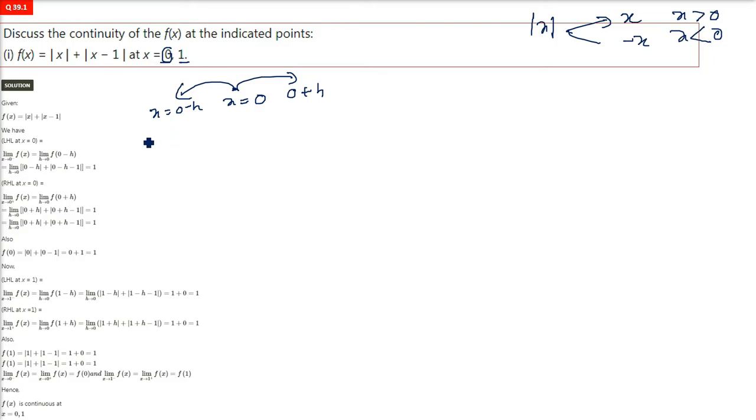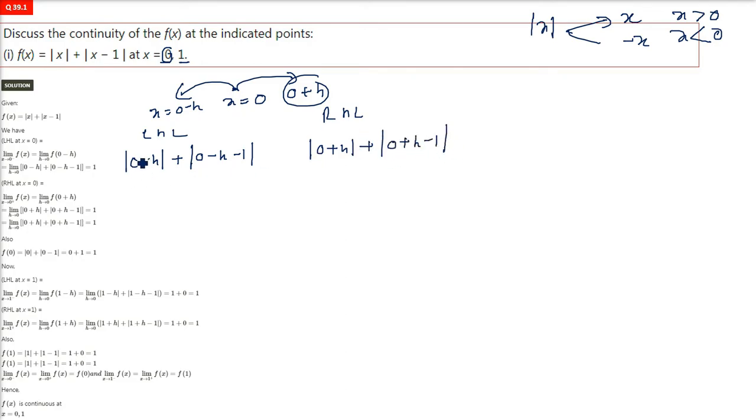Just put this LHL and RHL. In place of x, just replace it by 0 minus h. So 0 minus h, this is 0 minus h plus, in place of x, just put 0 minus h. Minus 1 is already there. Okay, coming to right hand limit, now place 0 plus h in place of x. Mod 0 plus h, and plus, in place of x, 0 plus h minus 1.